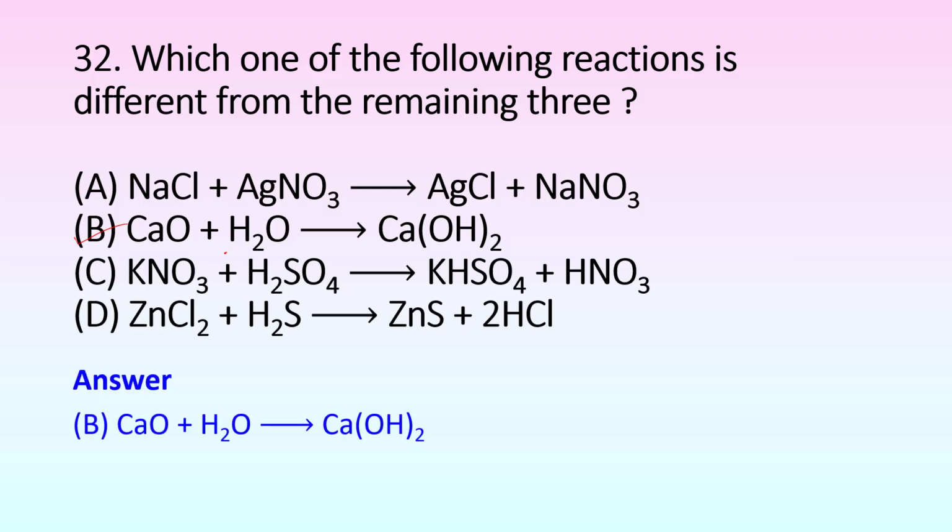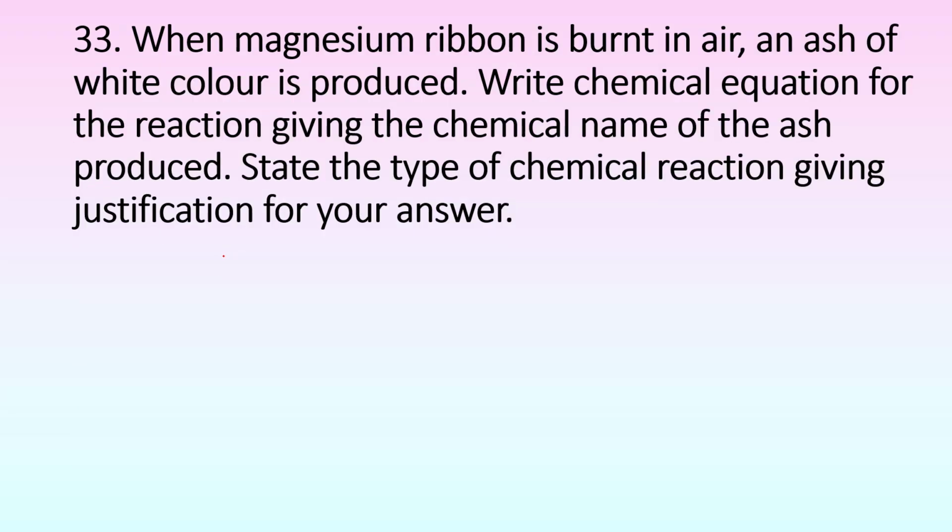Next, question number 33. When a magnesium ribbon is burnt in air and an ash of white color is produced, write the chemical equation for the reaction, give the chemical name of the ash produced. State the type of chemical reaction, giving justification for your answer.